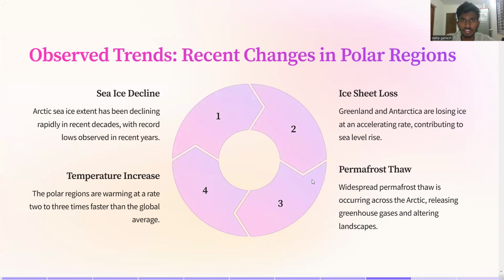Observed trends. Recent changes in polar regions. Sea ice decline. Arctic sea ice extent has been declining rapidly in recent decades, with record lows observed in recent years. Ice sheet loss. Greenland and Antarctica are losing ice at an accelerating rate, contributing to sea level rise. Permafrost thaw. Widespread permafrost thaw is occurring across the Arctic, releasing greenhouse gases and altering landscapes. Temperature increase. The polar regions are warming at a rate 2 to 3 times faster than the global average.